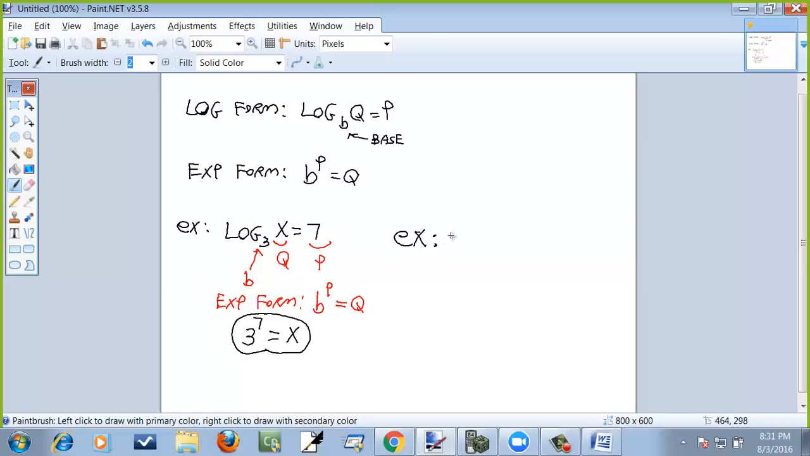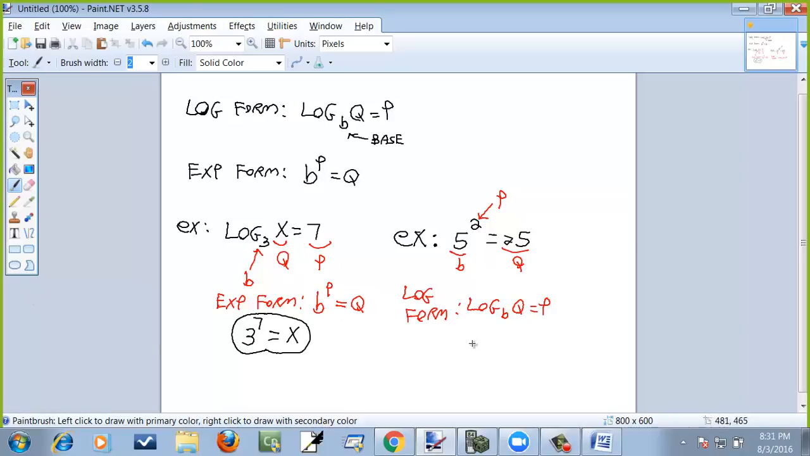Now if you have something in the exponential form, if you have 5 squared is equal to 25, and they want you to put it back into log form. Well, if I match this against my exponential form, my power, my exponent is my p. So the 2 is going to be my p. What's immediately left of that is my b, so the 5 will be my b, and the other side will be my q, so that'll be my q. And our log form is log base b of q is equal to p.